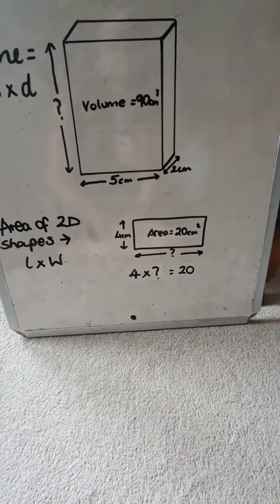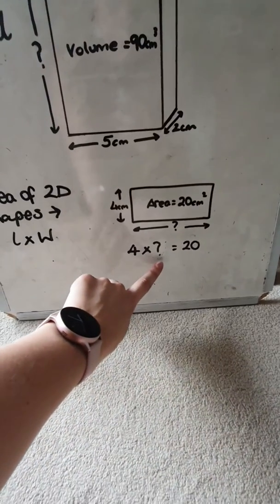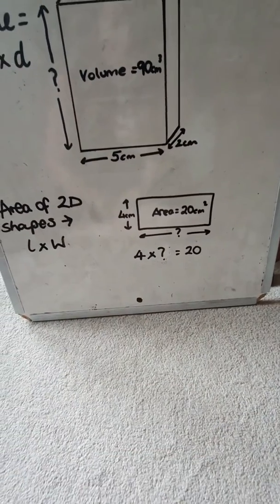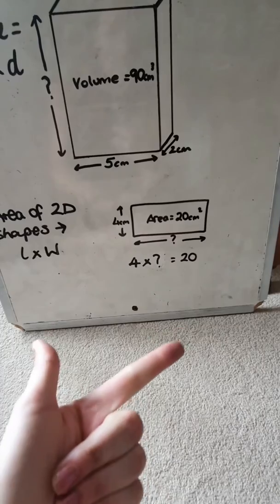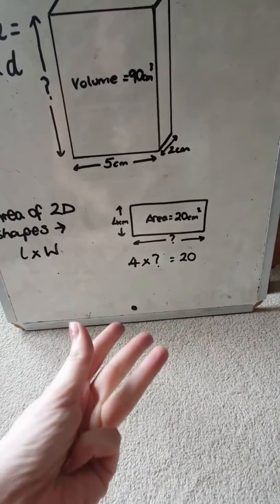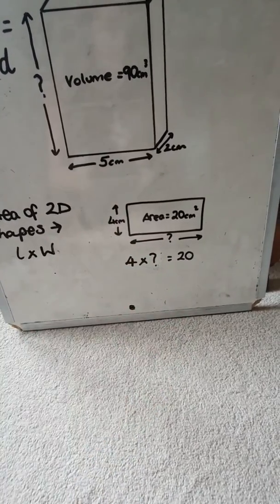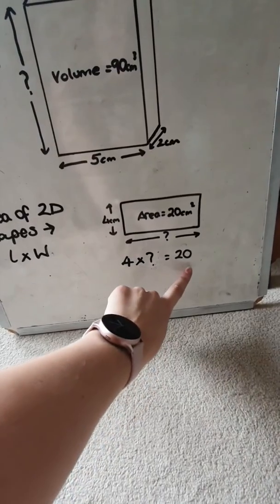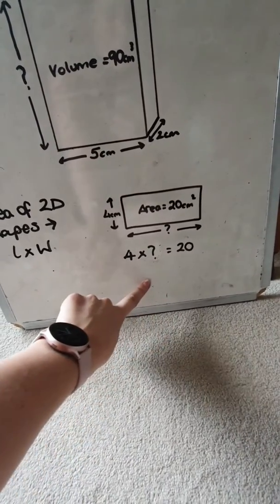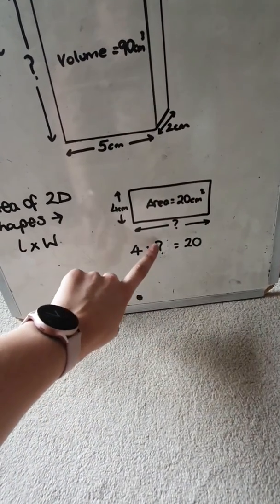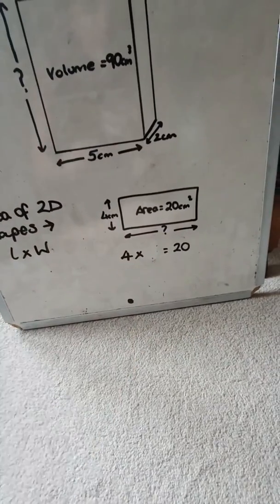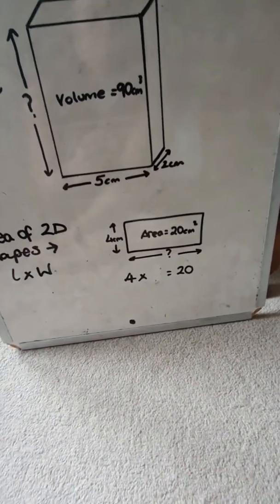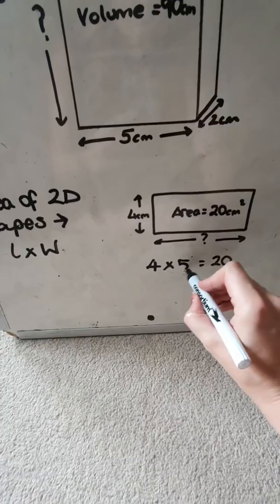And some of you were able to spot the missing number straight away because you know your times table facts. Some of you counted up and did your 4 times tables until you got to 20. And some of you used your division inverse skills and did 20 divided by 4, which was 5. So that is what we're going to do today.